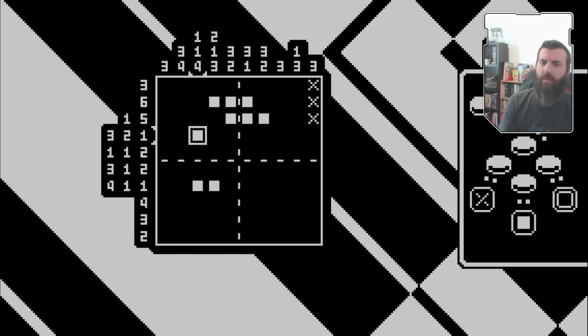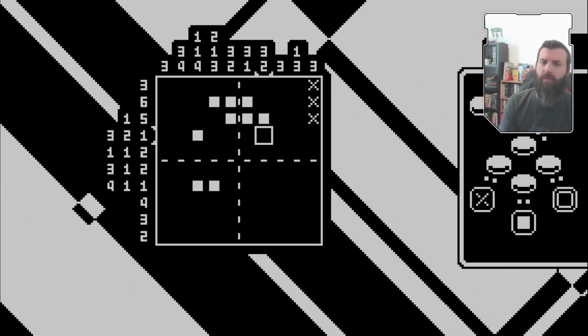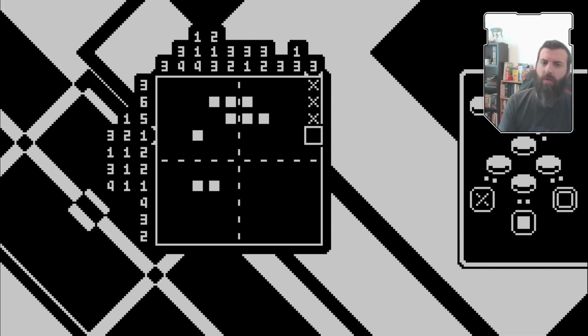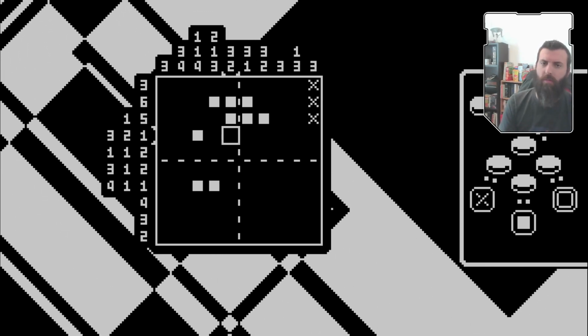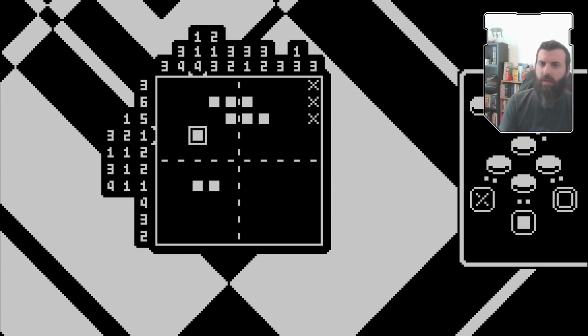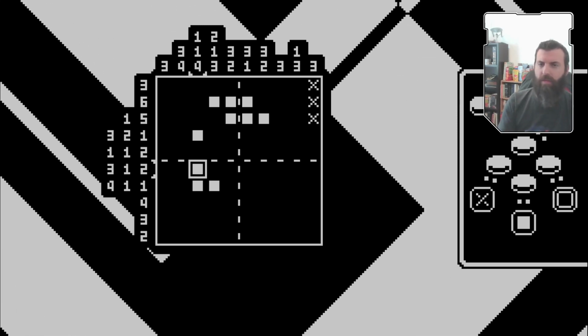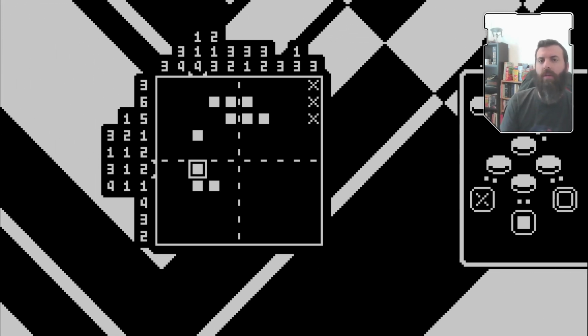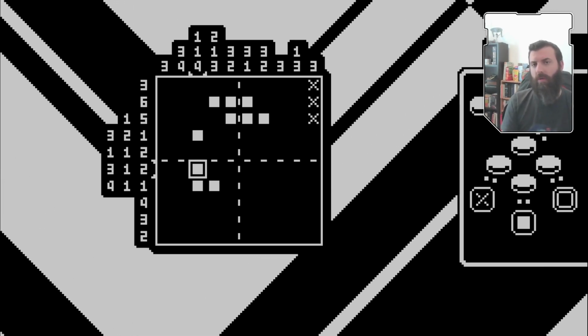1 2 3 space 1 2 space 1, or 1 space 1 2 space 1 2 3. So this pixel is filled in. Same exact story with this, just with the 2 and the 1 flipped around. Now we actually have something to work with.